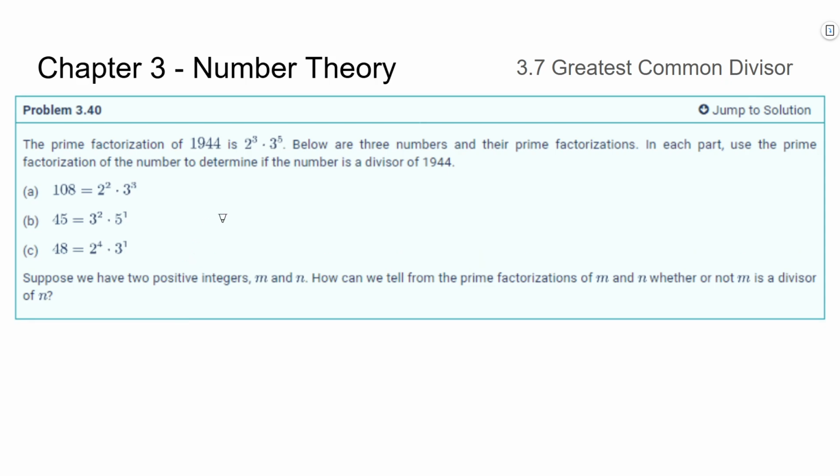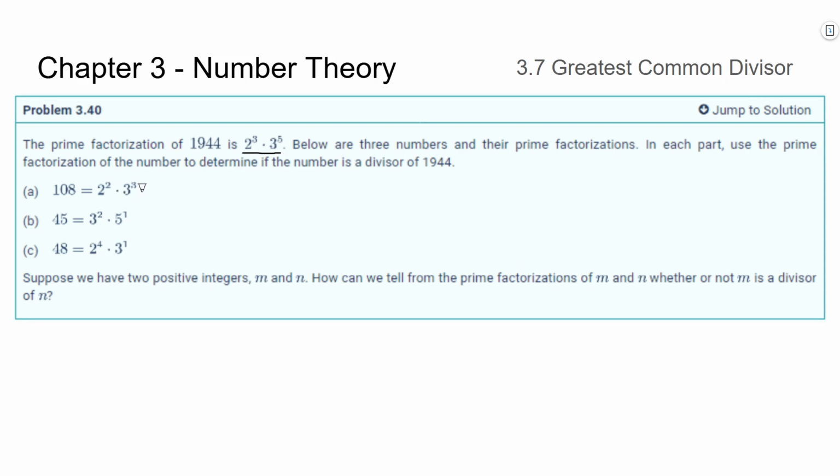All right, so this gives us the prime factorization for 1944. And below are 3 numbers and their prime factorizations. In each part, use the prime factorization of the number to determine if the number is a divisor of 1944. So I think we did the same thing for the divisors section, and also for the multiples section, very similar, where we compare the prime factorizations with this prime factorization to see if we can extract some of this prime factorization out of that one. So indeed, it looks like we can have up to 2 cubed, and we have 2 squared. And we can have up to 3 to the 5th, and we have 3 cubed.